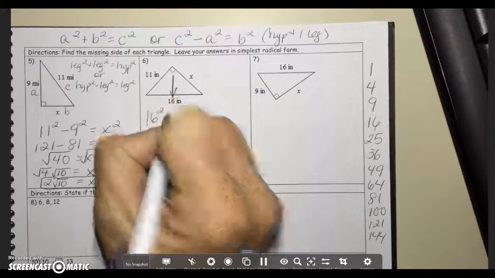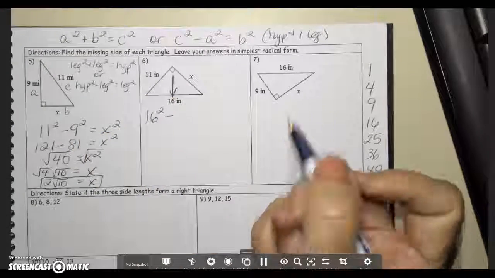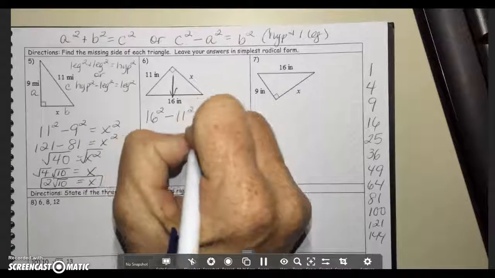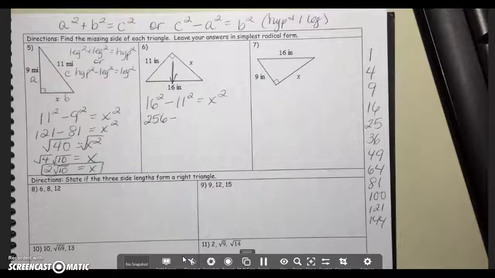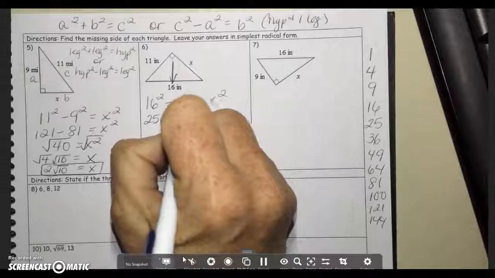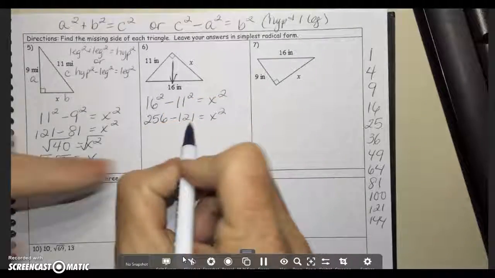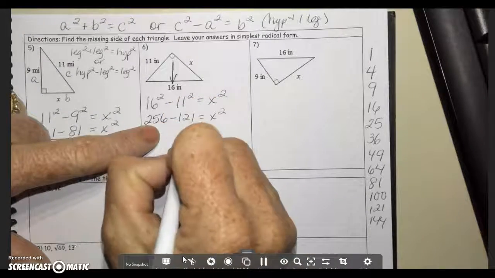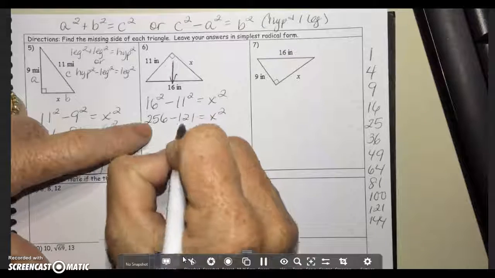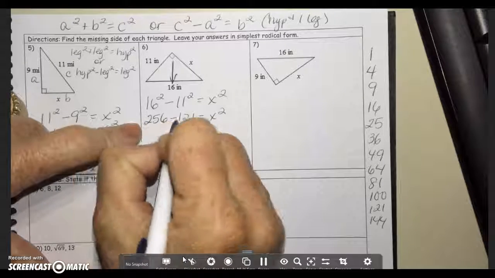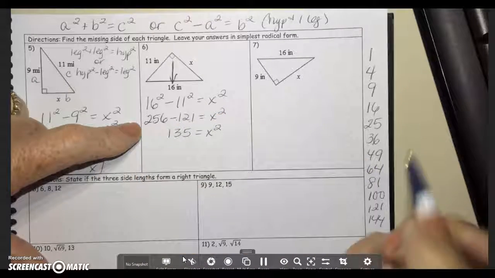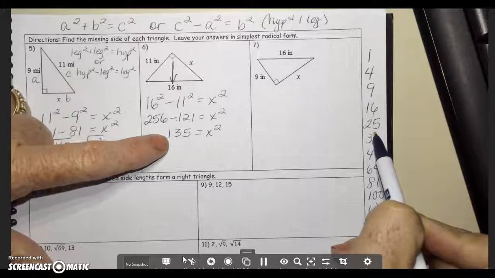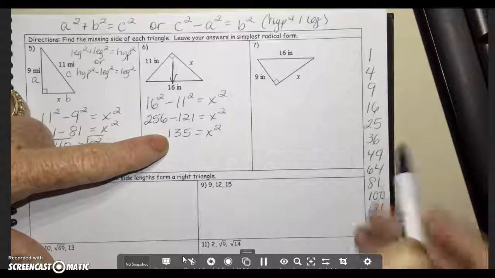16. So we're going to square that. What's one of the legs that you have? 11. And we don't know the other leg. All right. So 16 squared is 256. Rach, what's 11 squared? 121 equals x squared. What's 6 minus 1? 5. What's 5 minus 2? And what is 2 minus 1? 1. I don't think there are any perfect squares that come out of that, because 25 can't go into 135 evenly. There's nothing else that ends in a 5.